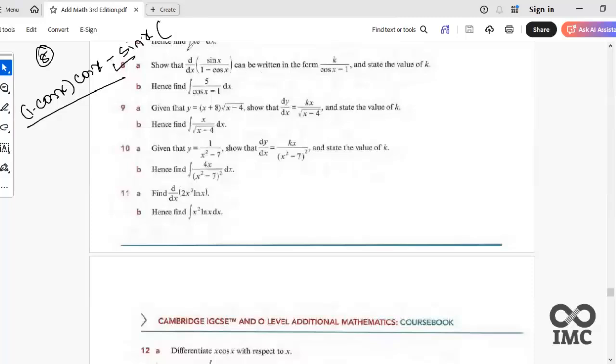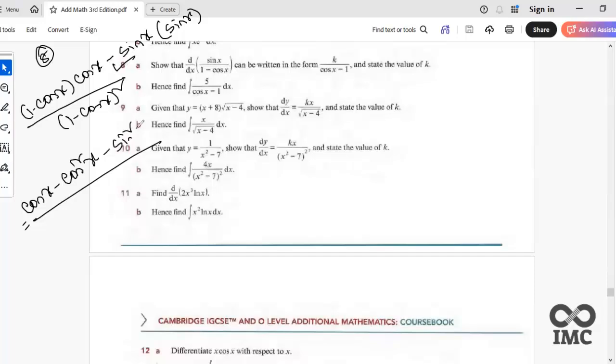d/dx of 1 minus cos x will be minus, minus 1 is a plus, so sin x, because d/dx of minus cos x will be sin x. Divided by 1 minus cos x whole square, or we can write cos x minus cos square x minus sin square x by 1 minus cos x whole square.